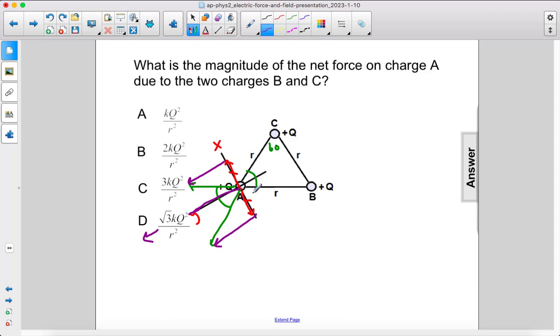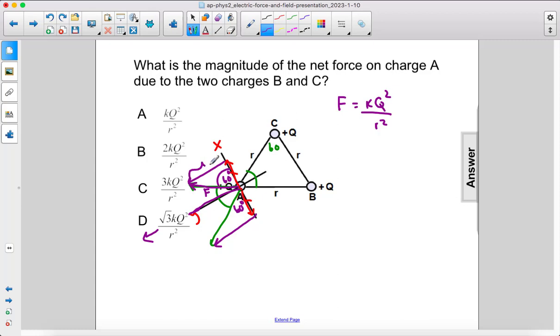So we know that this is 60 degrees here. We know that this is 60 degrees. This is also a 60-degree angle right here, and this is a 60-degree angle. So what is the length of this vector? Well, that's Coulomb's law. So K, Q1, Q2, they're both just Q, so this becomes Q squared. And the distance between them is R, so that's R squared. So that's this hypotenuse right here, that's F.